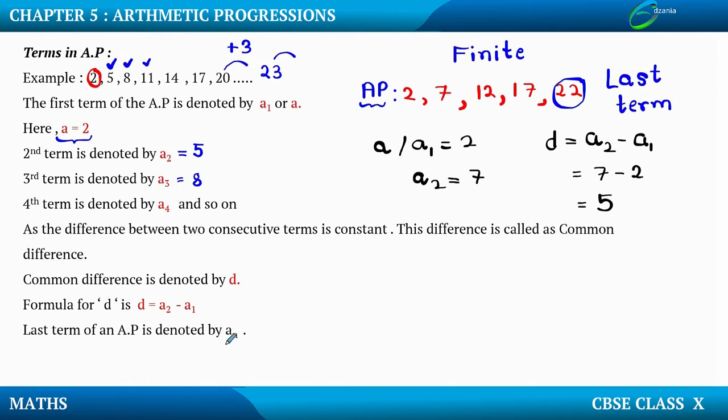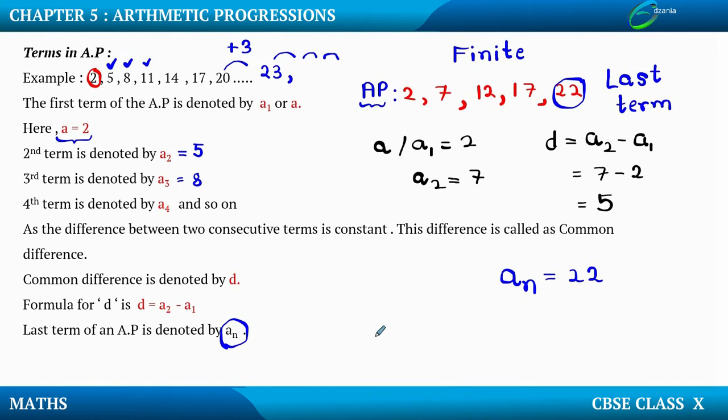The last term is denoted by AN. So we can say that AN in the above example is equal to 22, because the last term is 22. In the earlier example, we are never going to get the last term because it moves on and on: 23, 26, 29 and so on. Whereas in this AP 2, 7, 12, 17, 22, we get the last term, which is 22.